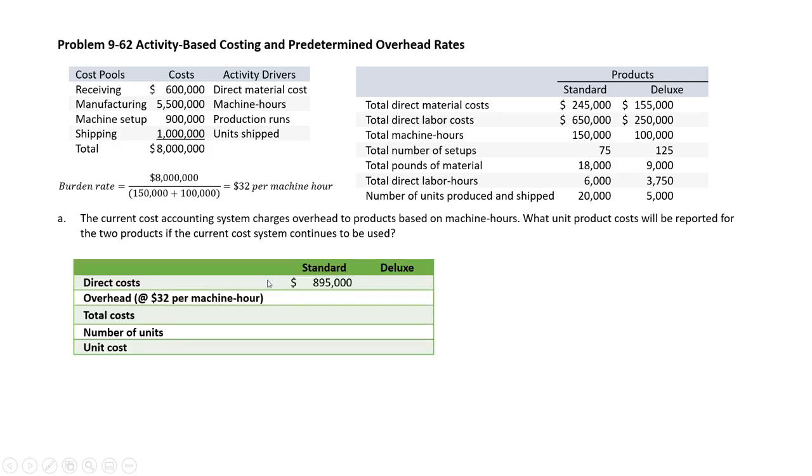So if we want to calculate our unit cost for standard, we'll start with our direct cost first. I combine those together: $245,000 in direct material costs for standard, $650,000 in direct labor costs for standard, is $895,000 in direct costs. We're going to apply overhead based upon our $32 per machine hour times 150,000 machine hours for standard, which is $4,800,000 in overhead we're going to apply to standard. Add that to our direct cost of $895,000, and we get total cost assigned to standard of $5,695,000. Divide that by the number of units produced, which here is shown as 20,000, and we get an average unit cost for standard of $284.75, again based upon our current costing system.